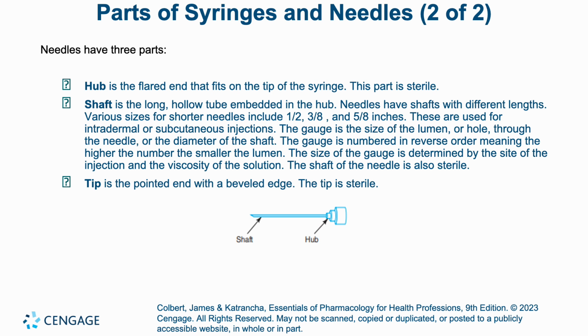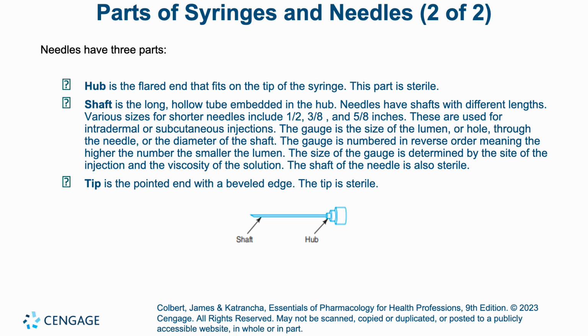The shaft is the long hollow tube embedded in the hub. Needles have shafts with different lengths. Various sizes for shorter needles include 1/2 inch, 3/8 inch, and 5/8 inch. So that has to do with the actual length of the shaft. These are used for intradermal or subcutaneous injections.